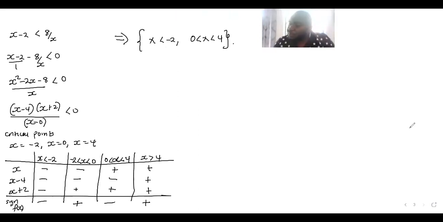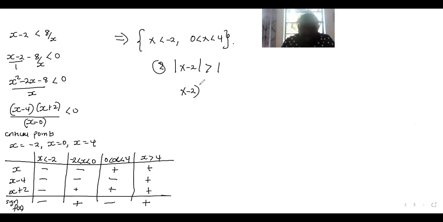There was a second question there, which was having magnitude. Magnitude of x minus 2 is greater than 1. So to remove the magnitude sign, you first square on both sides. So when you square both sides, you get x minus 2 squared, and it's going to be greater than 1 squared. This will give us x squared minus 4x plus 4 minus 1 is greater than 0.